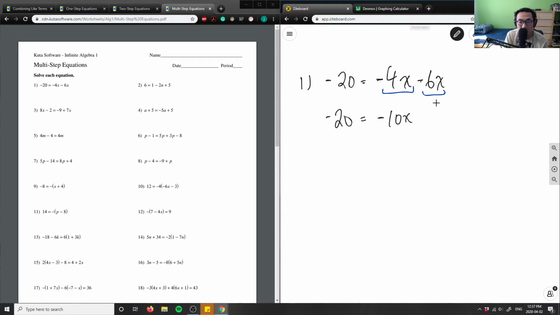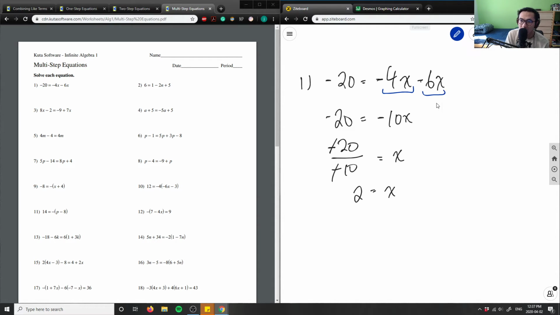Negative 10x, again, it's multiplication. I want to do the division, right? I want to do the opposite operation. So I'm going to divide both sides by negative 10. This here just equals x. And then negative 20 divided by negative 10, these two negatives cancel out. So 20 divided by 10 here is 2. So x here equals 2.